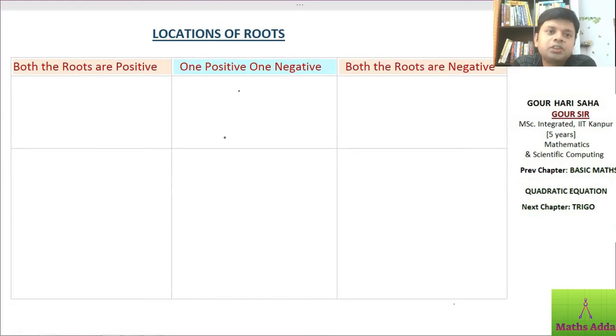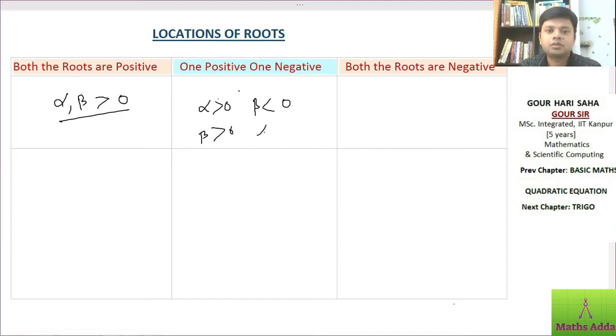So what it says, both the roots are positive means alpha, beta both positive. One positive, one negative, what will be there? Either alpha greater than 0, then beta will be less than 0, or beta greater than 0, alpha less than 0, either this one or this one. Both negative means alpha, beta both less than 0, right?